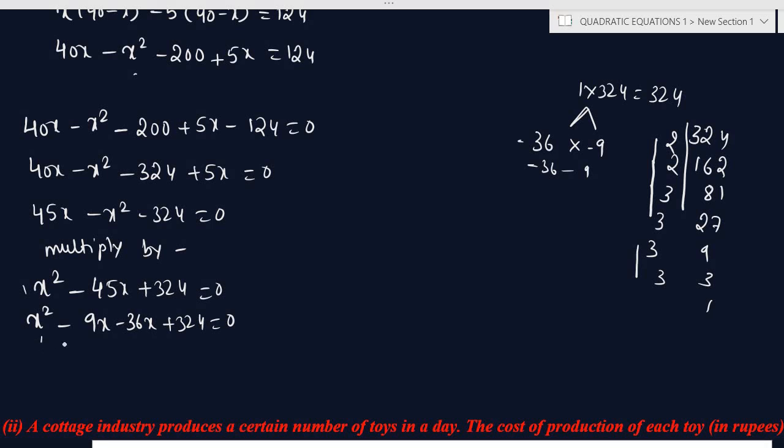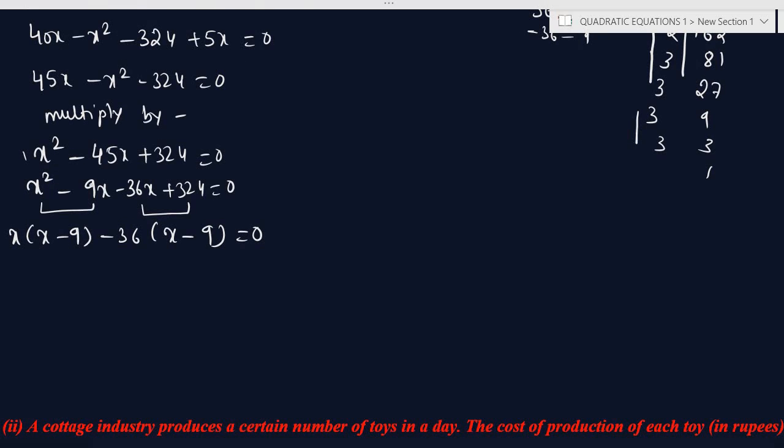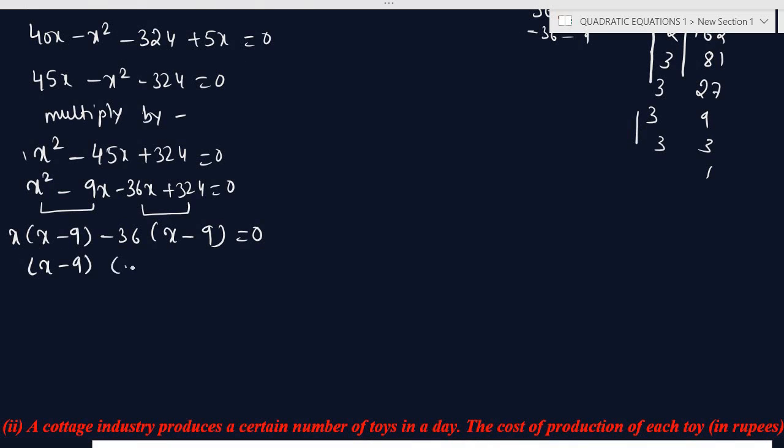I need to change, and here x I'll take common and here I'll take 36 common. x into the bracket x minus 9, here I'll take 36 common, x minus 9. 36 into 9 is giving 324. Again I'll take a common in the above equation. What is the common? x minus 9 is the common, and x minus 36 is equal to 0. x minus 9 is equal to 0, x minus 36 is equal to 0.